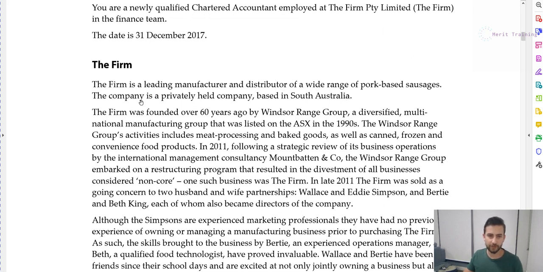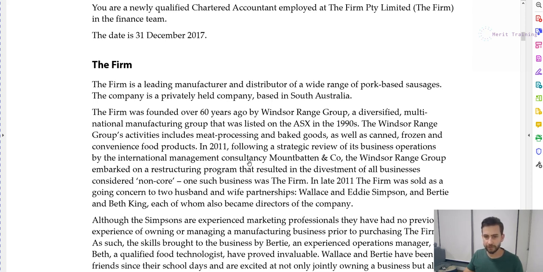So the company is privately held, based in South Australia. The firm was founded over 60 years ago by Windsor Range Group, a diversified multinational manufacturing group that was listed on the ASX in the 1990s. Windsor Range Group activities include meat processing and baked goods, as well as canned, frozen, convenience food products.